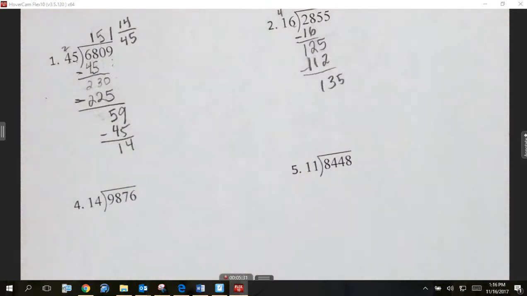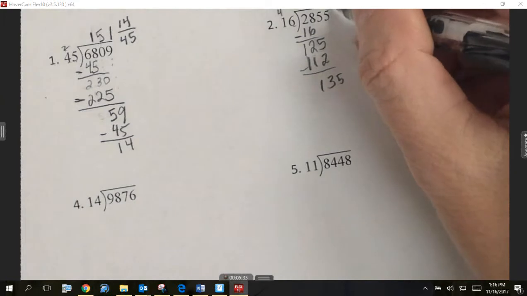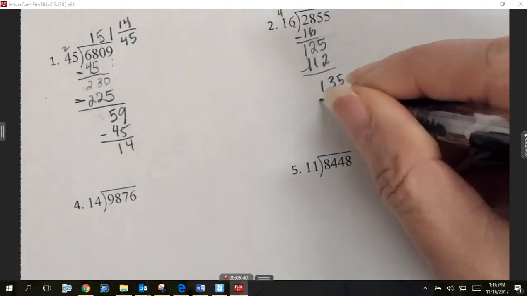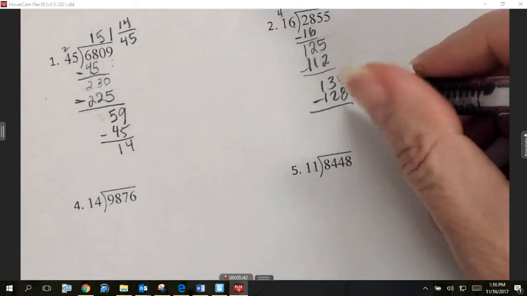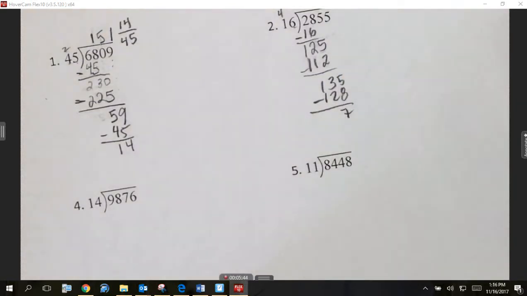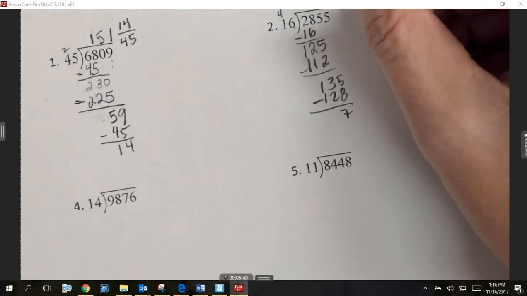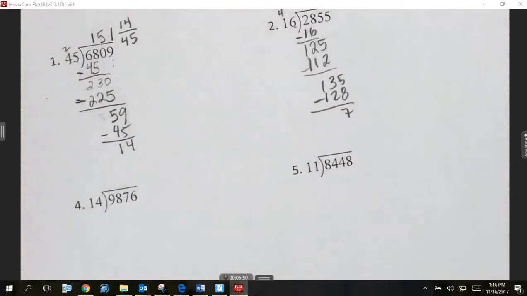16 goes into 135. How many times do you think? Probably 8, because we just did that one. Now I forgot what I had. 128. And subtract it. 2, 5, 7. So we have a remainder of 7. So we put 7 over our divisor of 16. So we have 178 and 7/16.